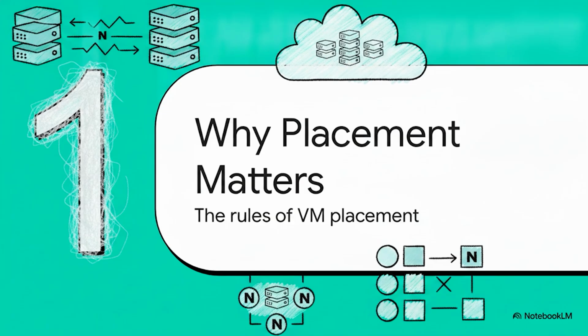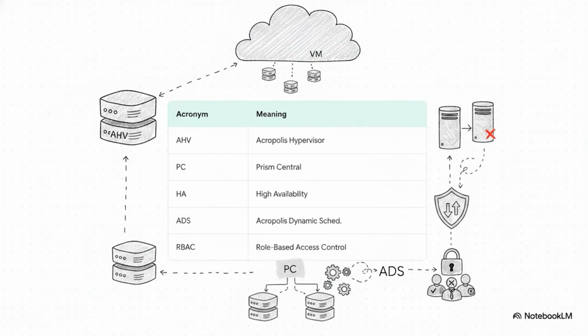Why placement policies matter. The rules of VM placement. Now, before we get too deep in the weeds, let's just make sure we're on the exact same page with the alphabet soup, so we have a rock-solid baseline. Obviously, you're managing a VM, or virtual machine, running on AHV, the Acropolis hypervisor. You're going to configure your larger category-based rules in PC, which is Prism Central, and that trickles down to the local cluster level managed by PE, Prism Element. Then we've got HA, High Availability, which is what rescues your VMs if a node fails, and ADS, Acropolis Dynamic Scheduling, which is constantly shuffling workloads in the background to balance resources. Finally, there's RBAC, Role-Based Access Control, which dictates who's actually allowed to set these rules.